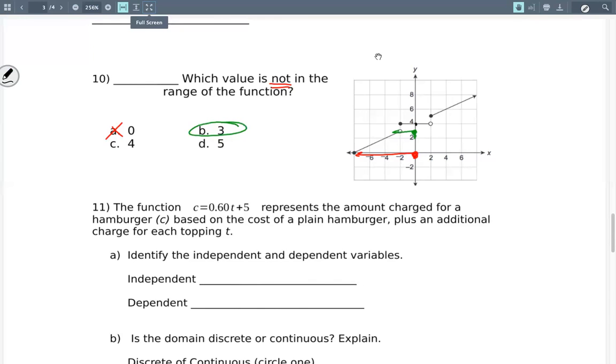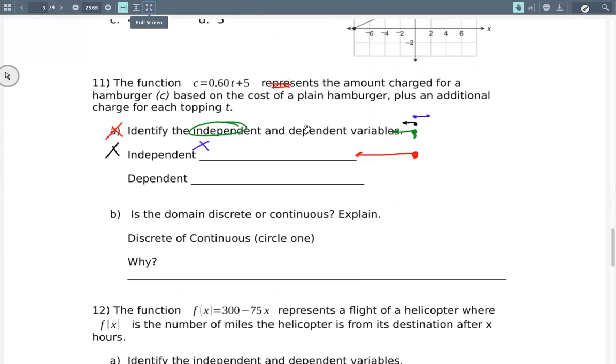Look at -4. -4 is right there. If I trace it over, there's a solid circle. I'm also already on my graph. There's a line there, so I'm good. And 5's right here. If I trace that over, notice I get a circle. So that's why B is not part of my range.